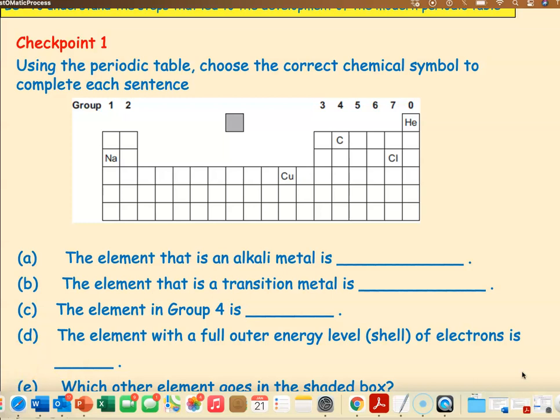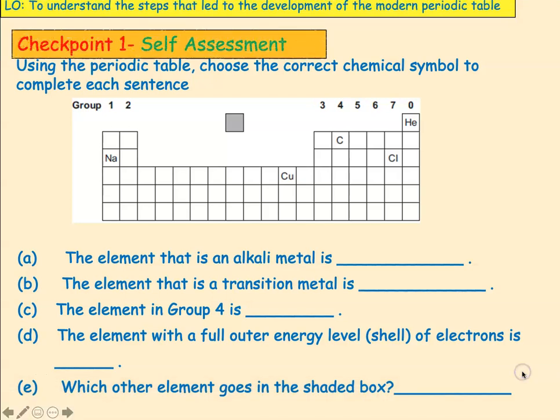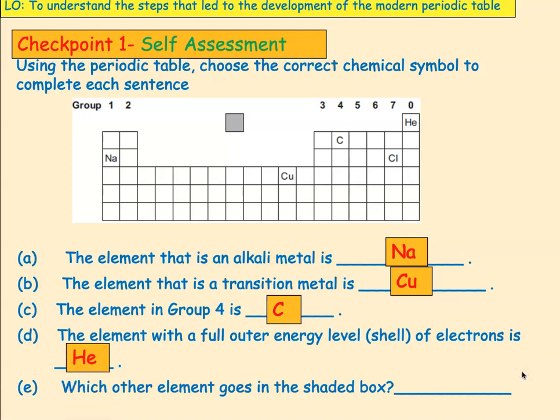Okay, welcome back. The element that is an alkali metal is in group 1, so that is sodium. The element that is a transition metal, so remember the transition metals are in the middle, so that is copper. The element in group 4, so that will be below the number 4, is carbon. And the element with a full outer shell of electrons has to be in group 0, so that is helium.